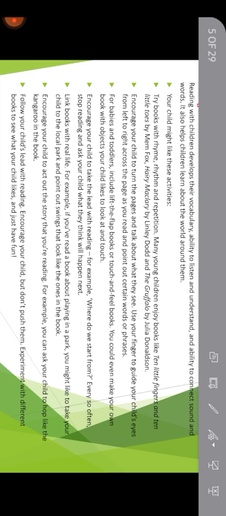So na-express gyud what is kanang giistorya sa story, or what is the emotion being expressed by the teacher or the reader. So it also helps the children learn about the world around them, of course. Your child might like this activity. So try books with rhyme again. So again, ingon ani lang ni siya, no? Rhythm and repetition.